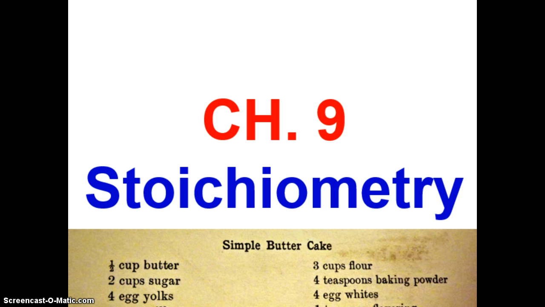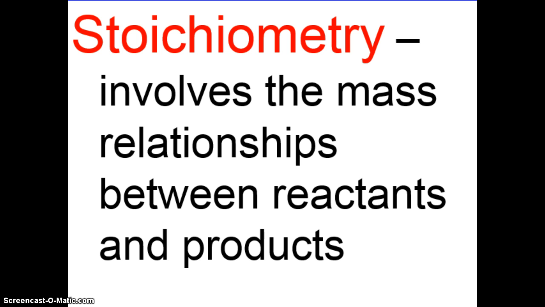And stoichiometry is very similar to this, except instead of cups and egg yolks and cups of sugar, we would actually do moles, and we could even change those to grams. So when we look at balanced equations, they're very similar to recipes. Stoichiometry involves the mass relationships between reactants and products.